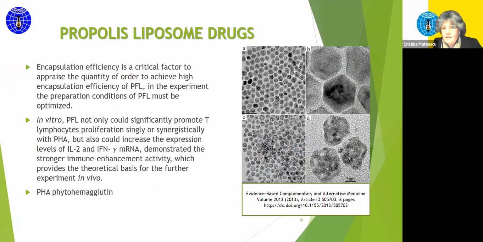There are different such encapsulations of propolis liposomes, where encapsulation is a critical factor to appraise, in order to achieve high encapsulation efficiency in the experiment preparation conditions. So in vitro, the propolis flavonoid liposome not only could significantly promote T lymphocytes proliferation singly or synergistically with phytohemagglutinin, but also could increase the expression levels of interleukin-2 and IFN gamma messenger RNA, demonstrating the stronger immune enhancement activity, which provides the theoretical basis for the further experiments in vivo.